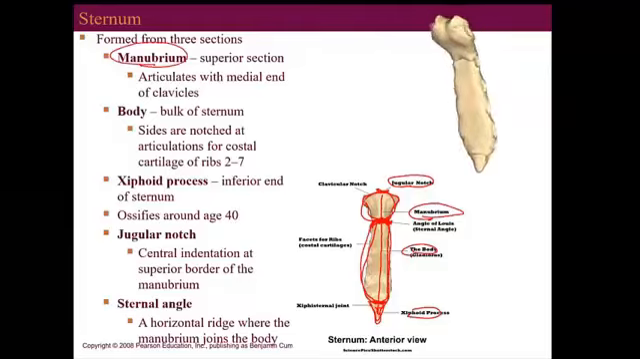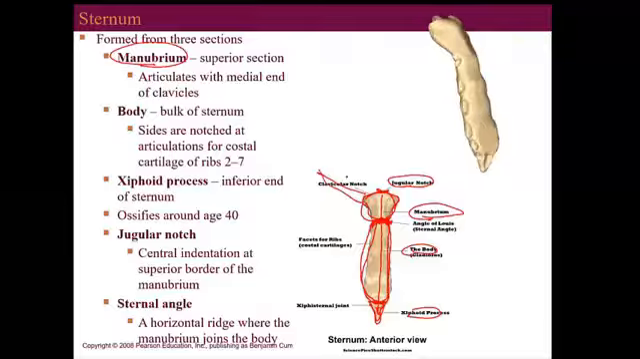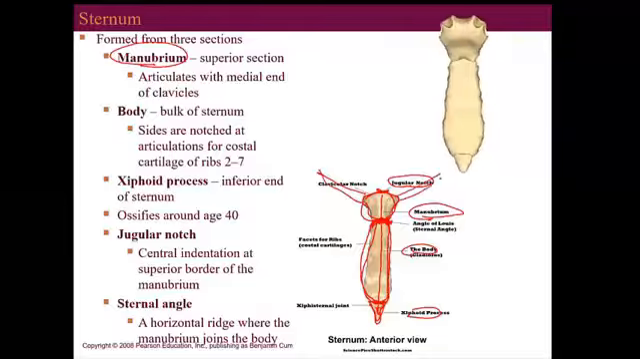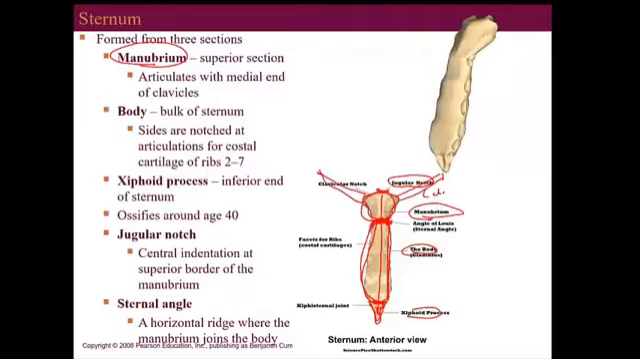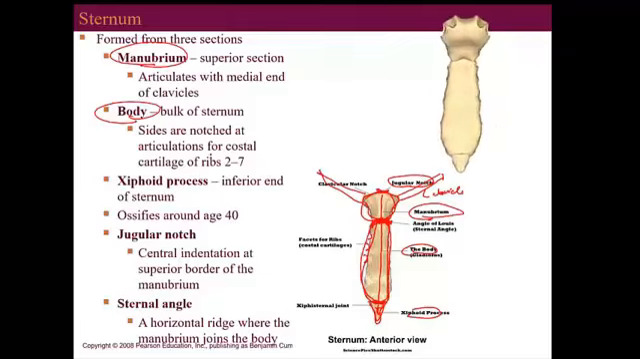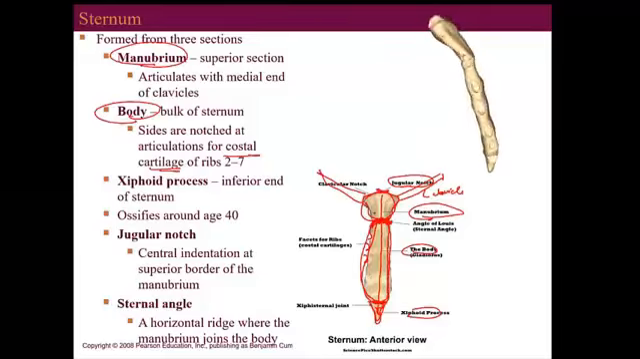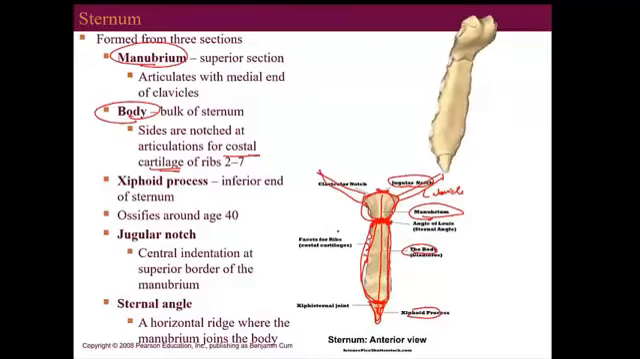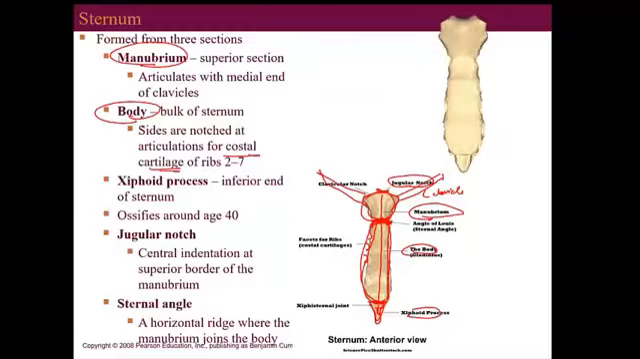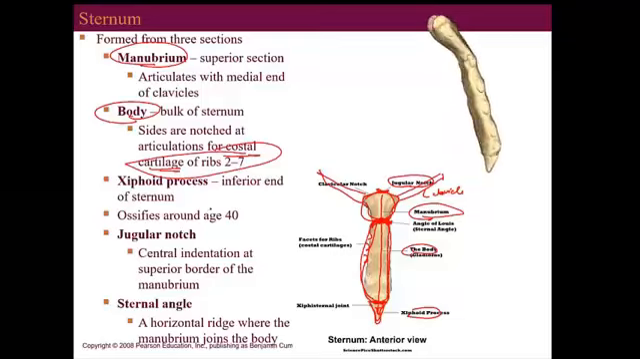And also the manubrium articulates with the clavicle to the side. So the clavicle articulates here to the side. Remember, the clavicle is part of your pectoral girdle. When we talk about the body, there are notches to the side. That's where the costal cartilages of the ribs articulate. Remember, the costal cartilages are cartilage that attaches the rib bone to the sternum. So those are called the costal cartilages, and they occur only at ribs 2 to 7.